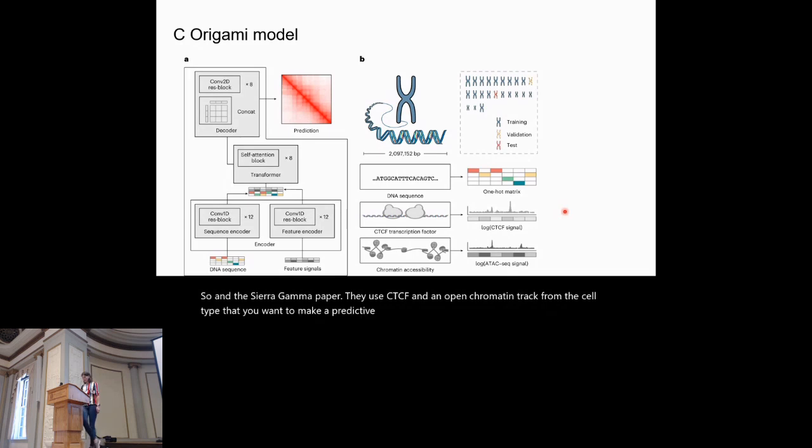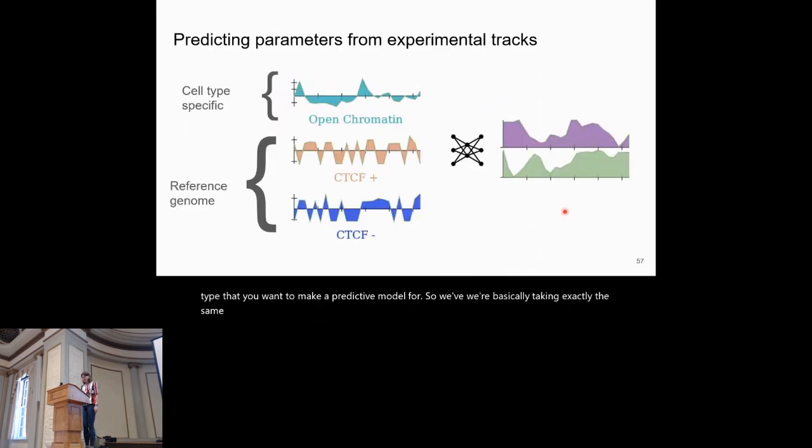So we're basically taking exactly the same approach. We have our open chromatin, and we use sequence, but we actually use sequence in an extremely naive way, where literally we just orient the CTCF motif. We know orientation is critically important. It's not something you get from ChIP-seq data.